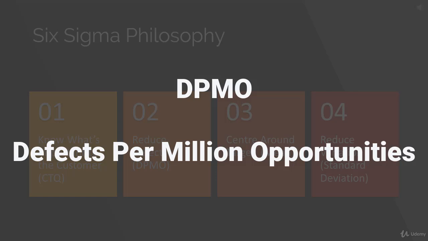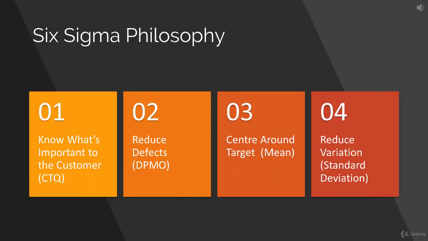DPMO is defects per million opportunities. So, in 1 million opportunities, how many defects you have? Six Sigma targets at 3.4 defects per million opportunities, and that is very small number. We will talk about that. We will see how do we calculate DPMO later on in this course.